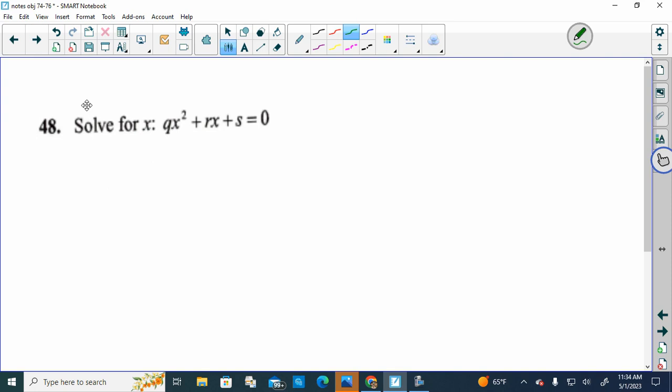So 48, it's qx squared plus rx plus s equals 0. Okay, don't overthink this. These are all different variables, okay? All we're going to do is rewrite the quadratic equation, but you're not going to have a, b, and c. You're going to have q, r, and s. So we're just replacing the a, b, and c with the right letter, okay? So what is my a in this equation? Q. What is my b? R. And my c? S.